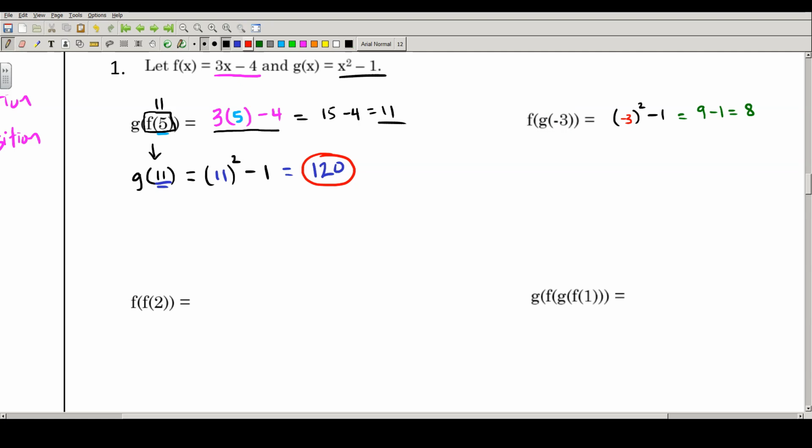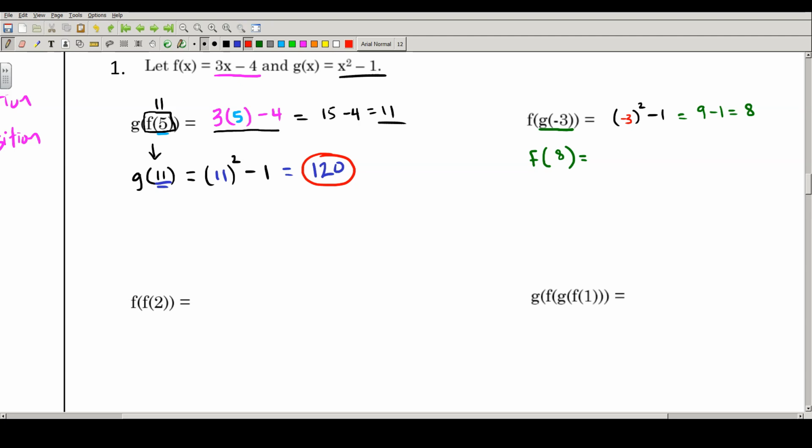Since this portion right here is 8, let's go ahead and write that. Now we're going to try to figure out what is f of 8. So then we just keep going. The output of g of negative 3 now just became the new input for the function f. And I just keep working the problem.